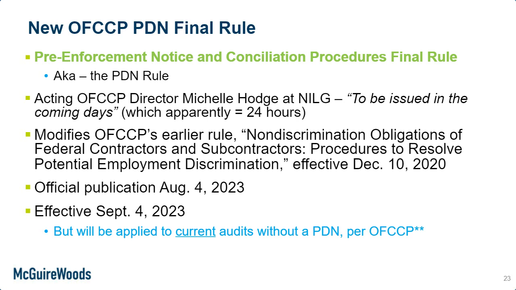That was a nod by Director Lean to be more clear, to be more transparent, to be more upfront about the standards, and frankly, just try and pull back on some of the excesses of OFCCP with respect to how they issued notices of violation and dealt with conciliation. It was published effective on October 4th and went into effect on September the 4th. OFCCP interestingly says that it's going to be applied to, quote, current audits without a PDN as of the date of publication. Between you and me, you ought to talk to counsel about that.